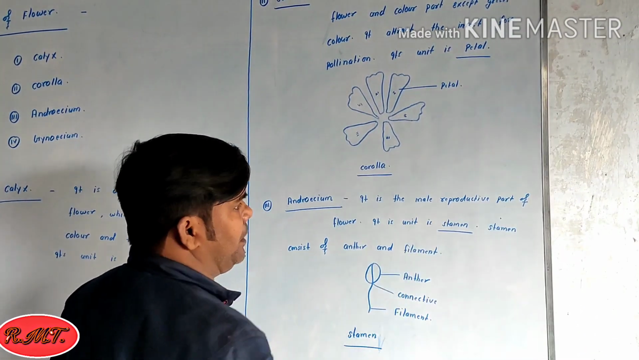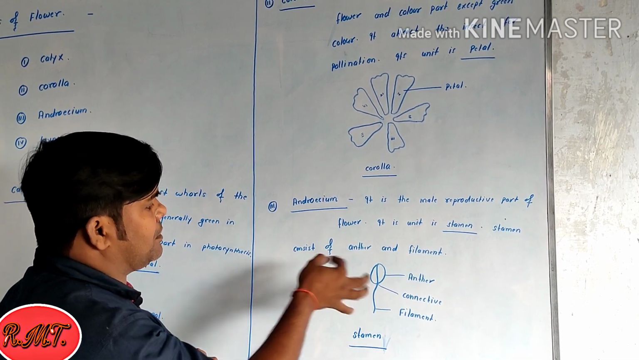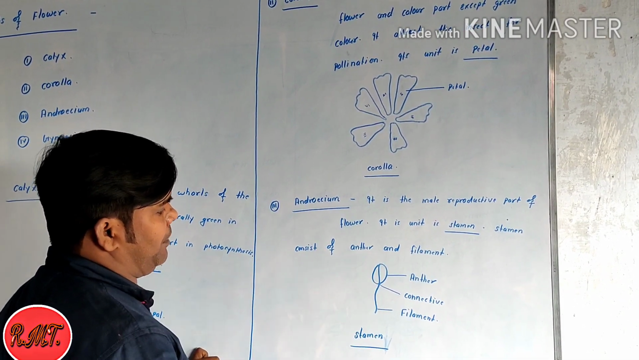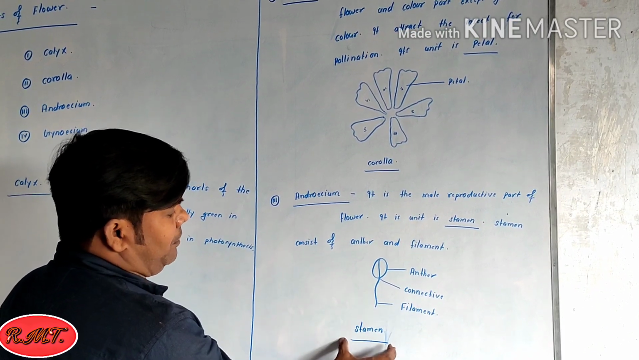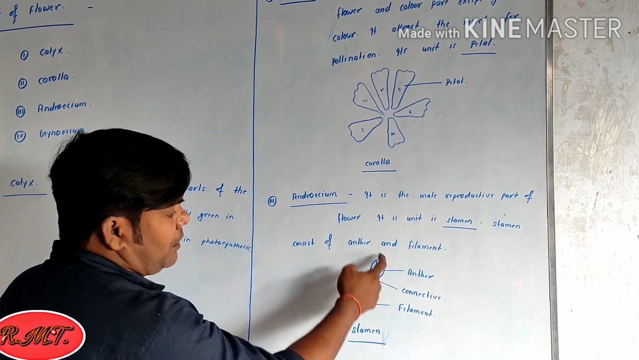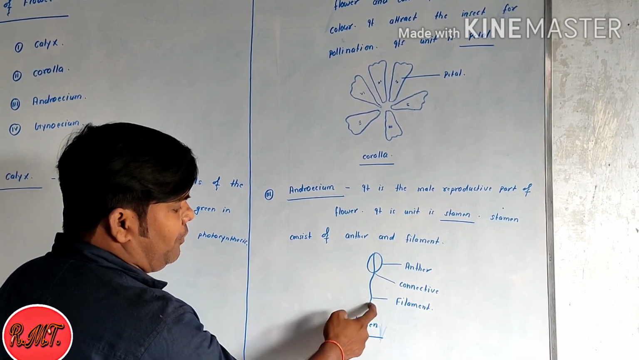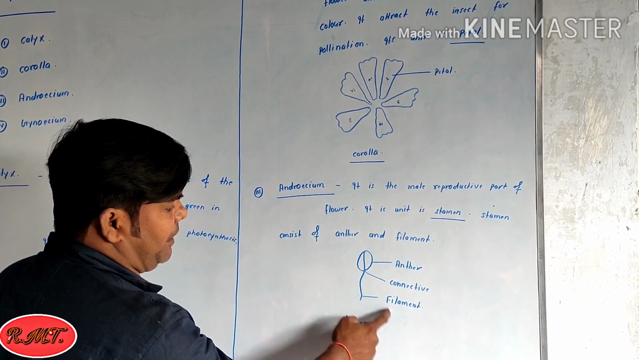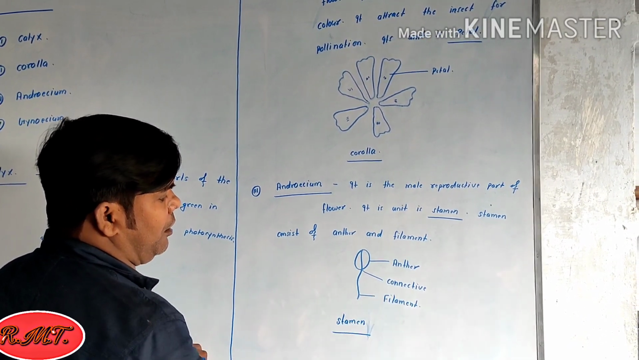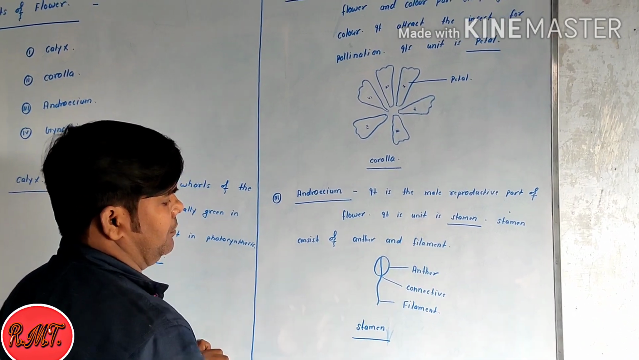Androecium is the male reproductive part of the flower. Its unit is known as stamen. A stamen consists of anther and a filament. The upper lobular part is known as anther. Below the anther, the filamentous portion, filament, is present. The point where anther and filament are attached to each other is called connective, and this is the structure of a stamen.